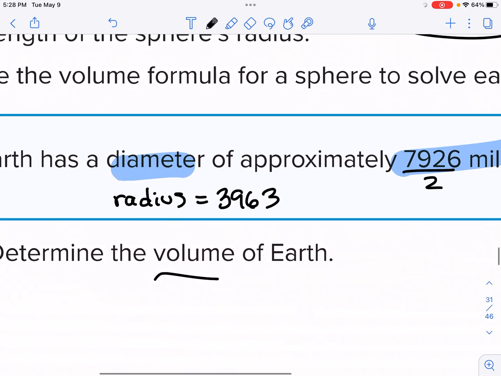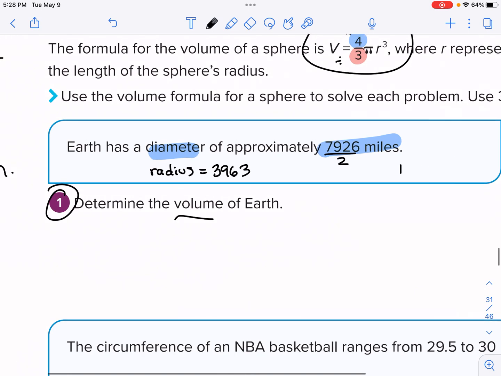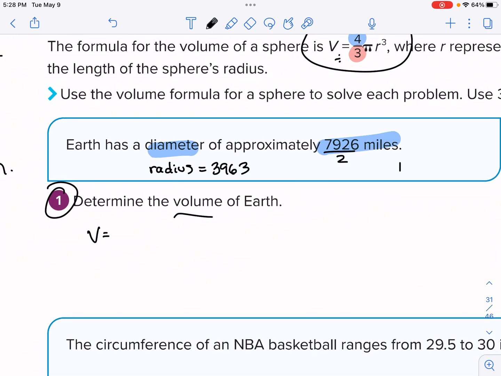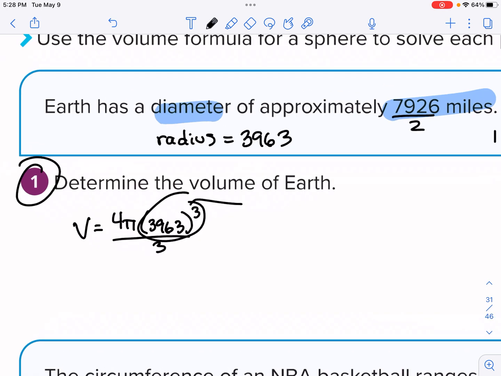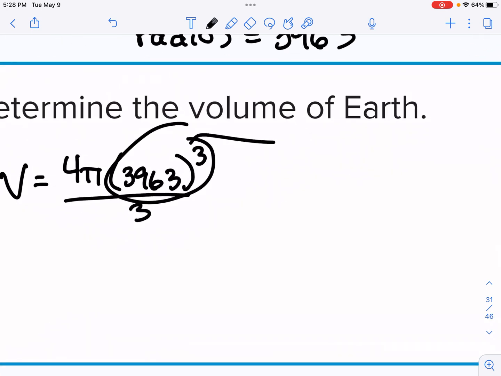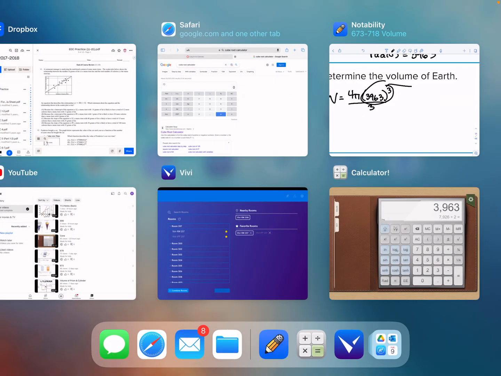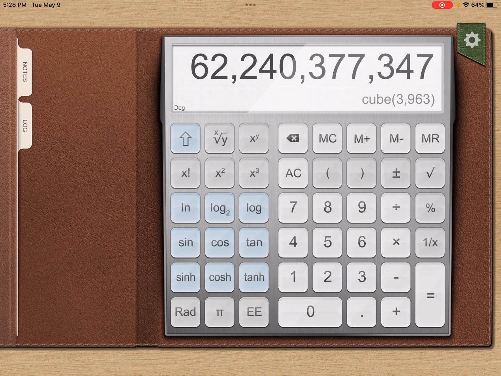All right, but let's plug this big number in. We're going to use the formula for the volume of a sphere. So 4 pi r cubed, all divided by 3. I'm actually just going to put this in for r right now. We're going to get a huge number. This is going to be insane. We're going to multiply 3,963 times itself 3 times. Okay, cubed. There you go. Oh my goodness. What have we done?